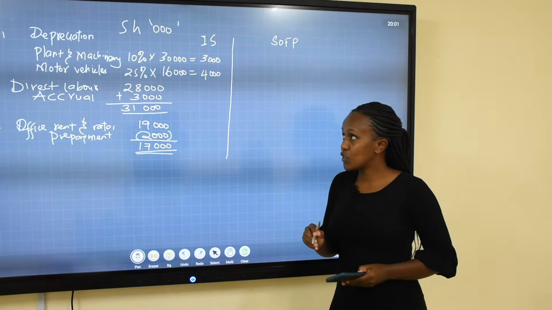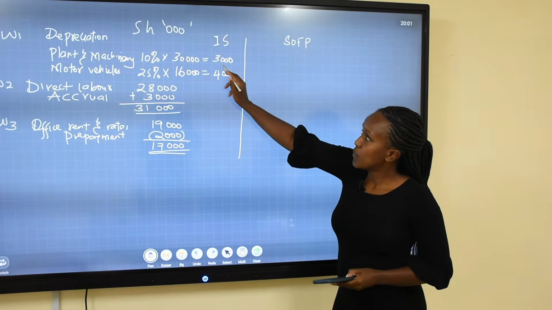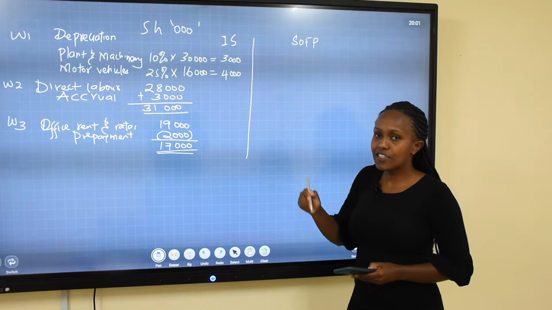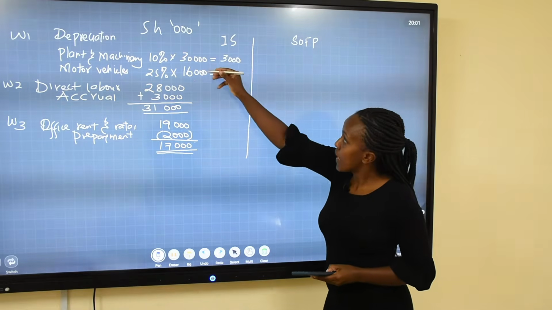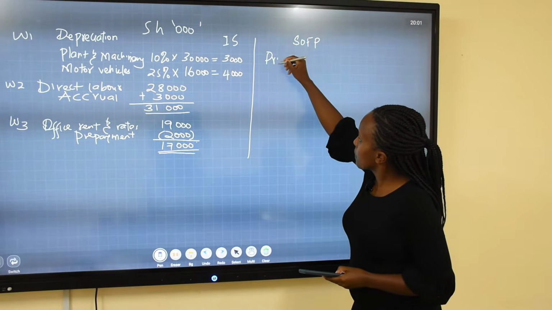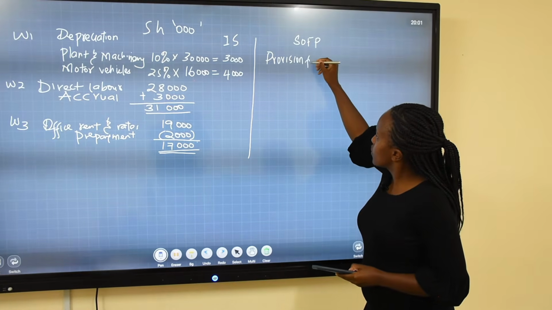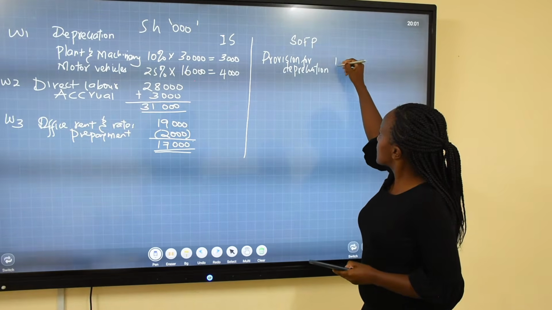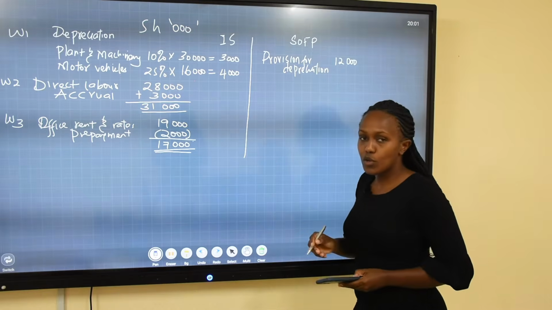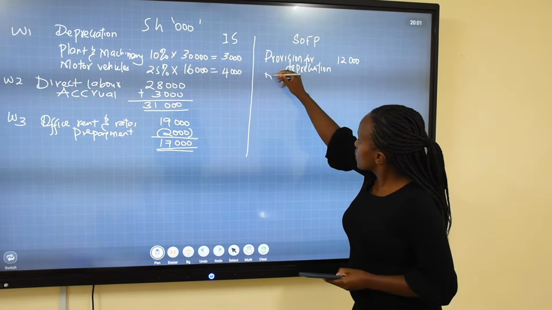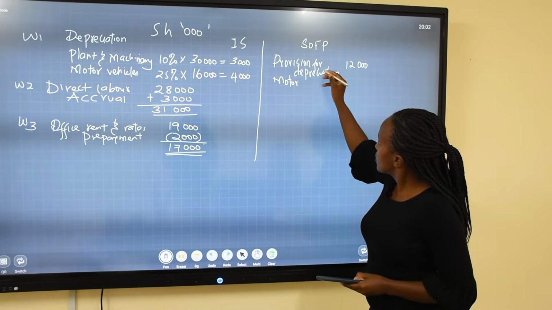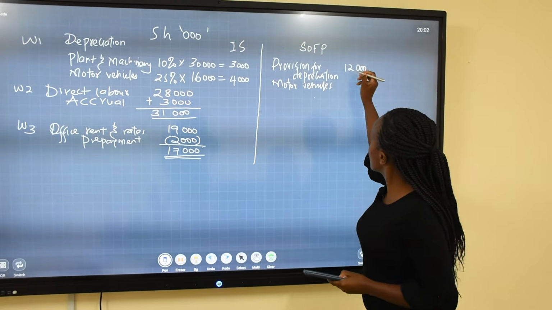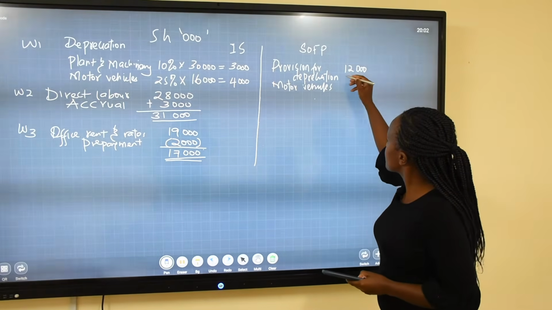In the statement of financial position, this depreciation that we have here is for this period, that is 2021. But in the trial balance, we had been given that plant and machinery already has a provision for depreciation of 12,000. So, also for motor vehicles, we can bring in motor vehicles. This is the provision for depreciation for plant and machinery.